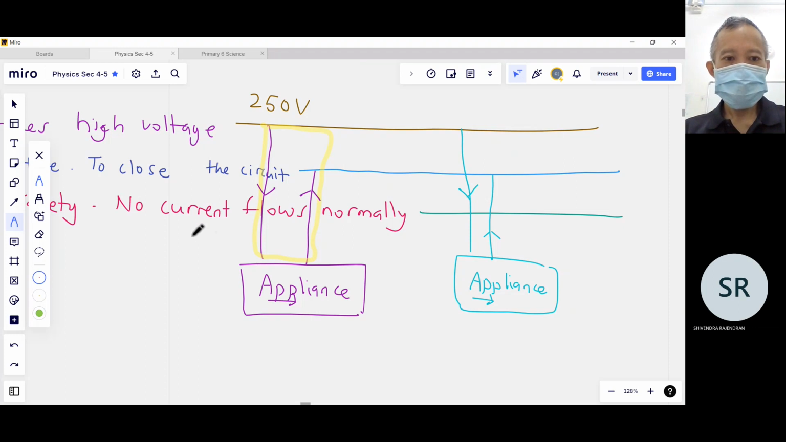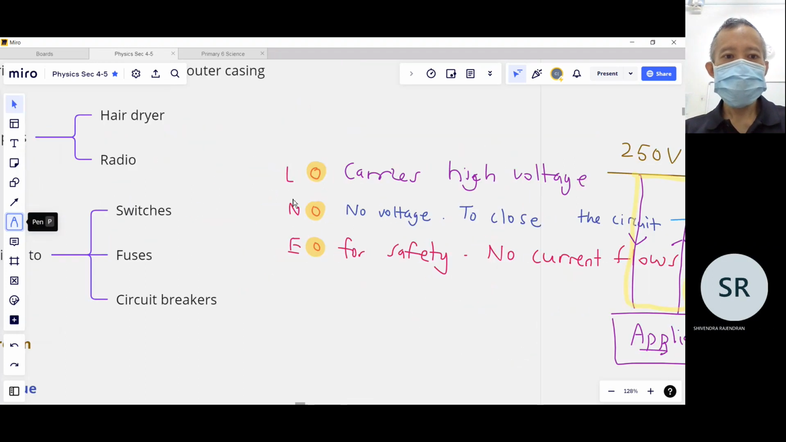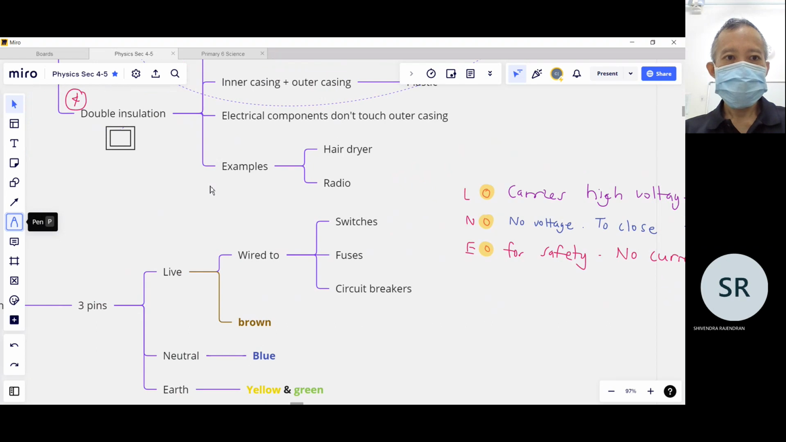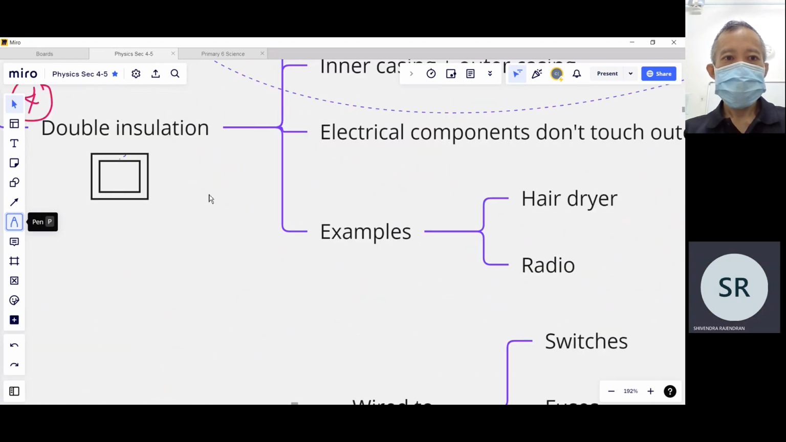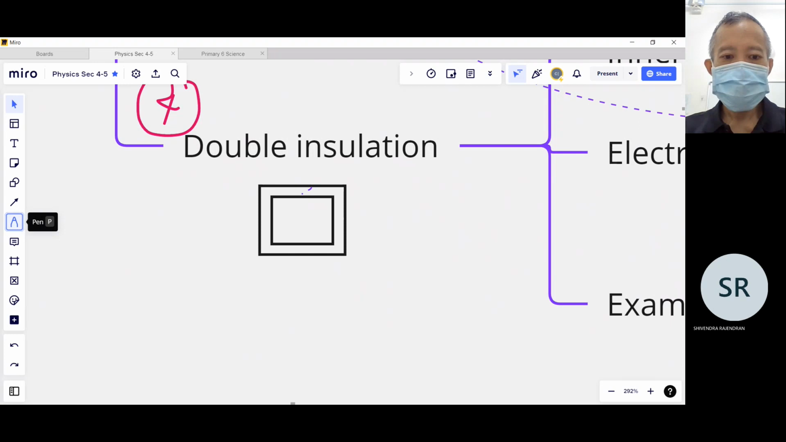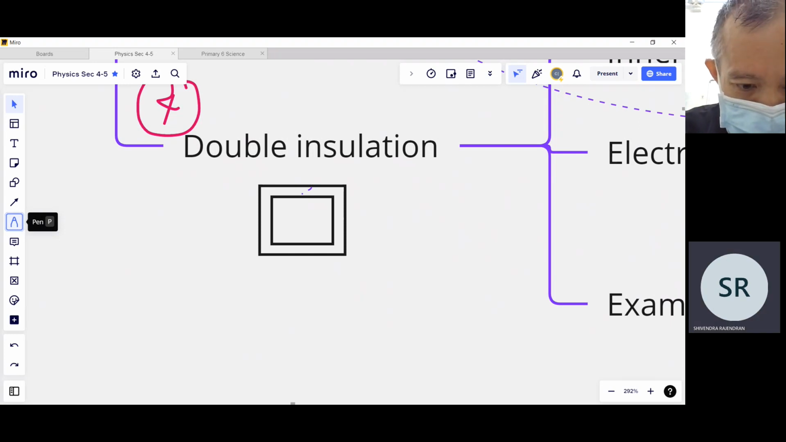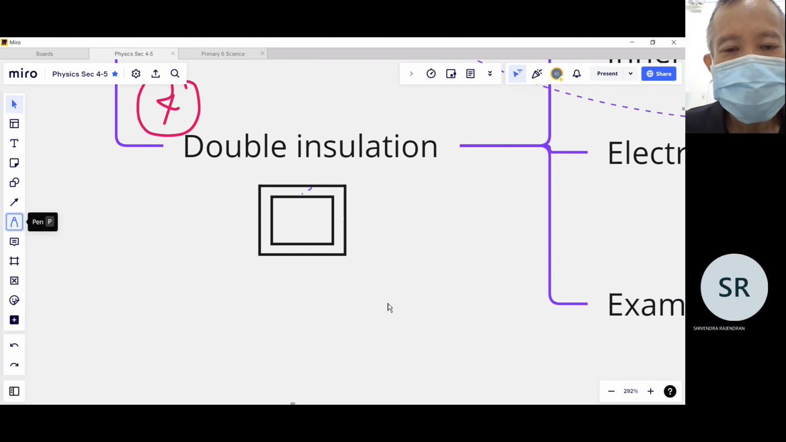What does the appliance have? Teacher. Yes, Jimendra. For the 3-pin plug, how come there's an earth wire? Yes, I'm getting to that.